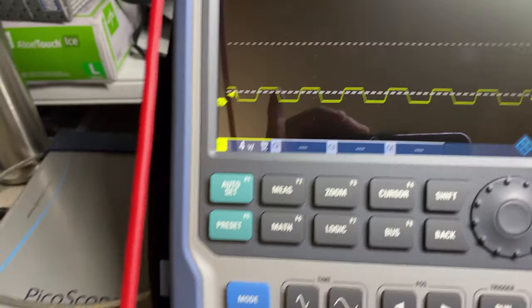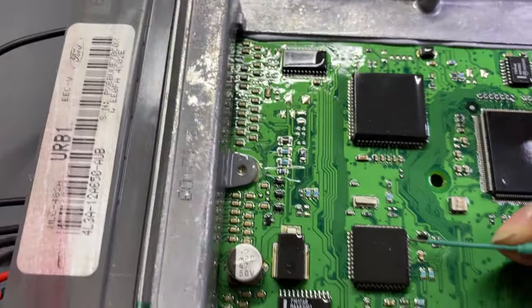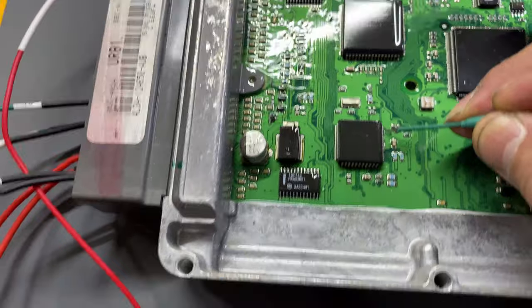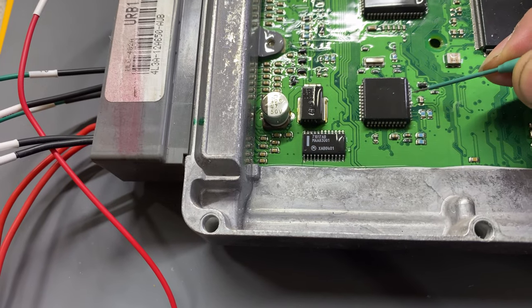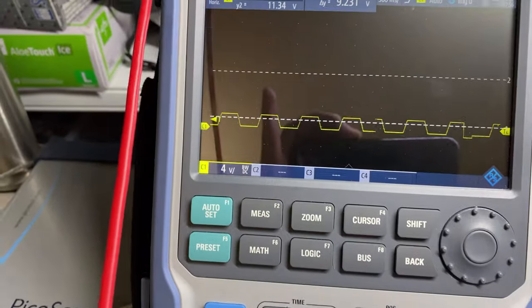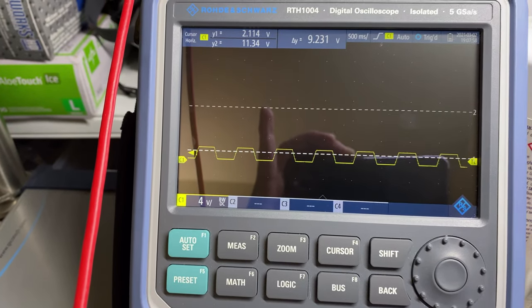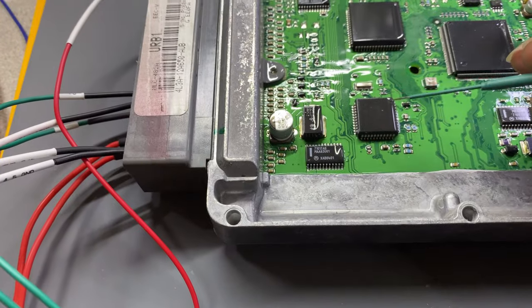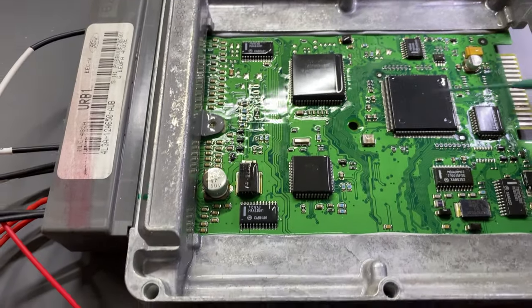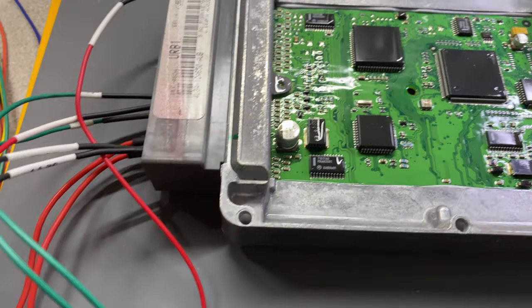But as you can see, we got the same square wave. I'm in that pin right there, and the pin right next to it, which is this one here, is the other signal. As you can see now, I'm making good contact with the oscilloscope, so the signal is reaching. This is an analog to digital converter, and then it takes it over to the microprocessor to get that signal.